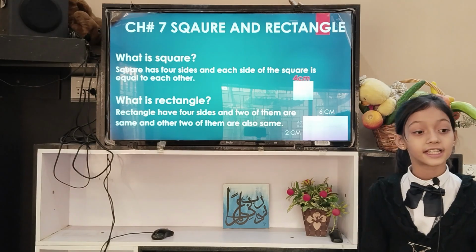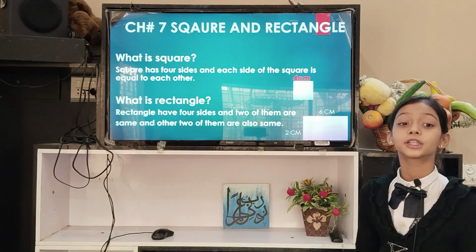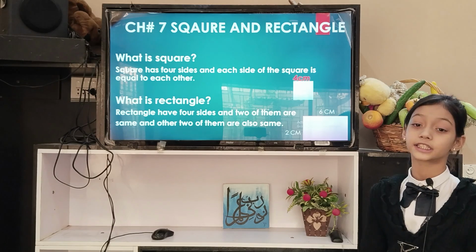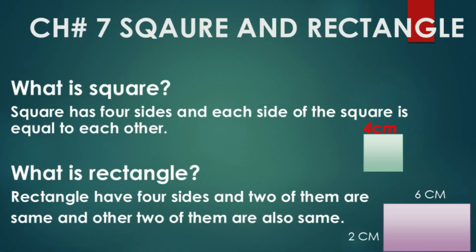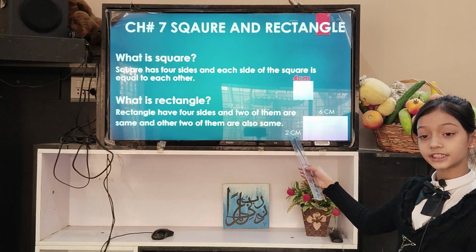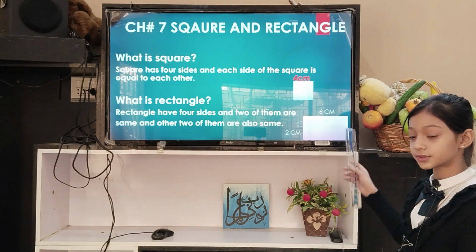Here is a rectangle. A rectangle also has 4 sides, but 2 of them are equal to each other and the other 2 of them are equal to each other. As you can see in this picture, if this is 6 cm, it means this is also 6 cm. If this is 2 cm, it means this is also 2 cm.